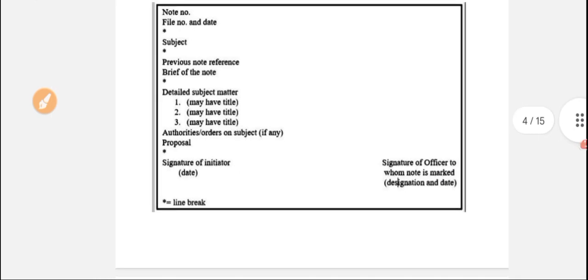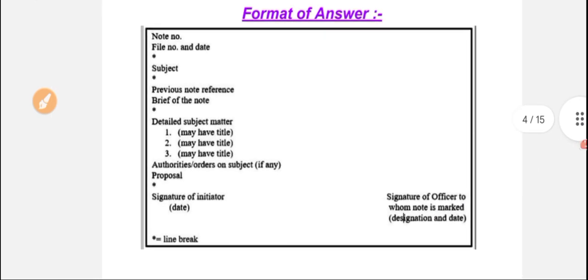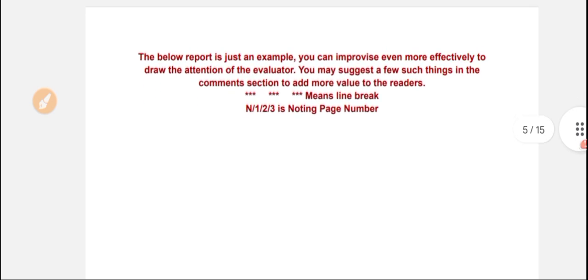This will be the format. Without this format you cannot understand how to write a noting. Every noting has this same format, with no changes, because noting is the primary work in the government sector for any activity or for any approval of the activity. Then I start the answers.